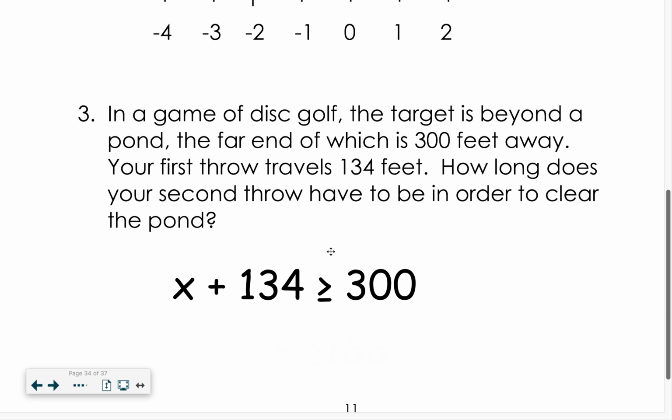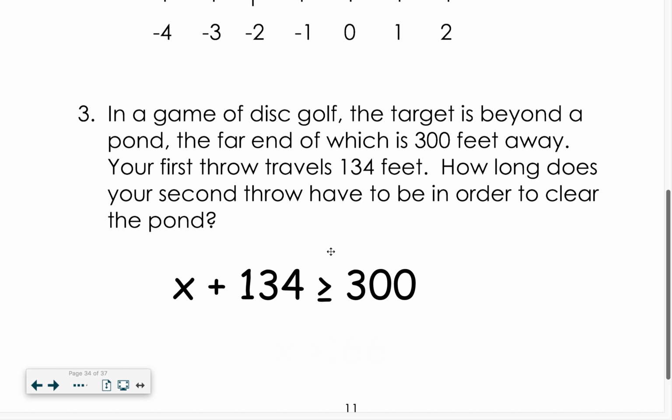The next question is also very important. Can my throw equal exactly 300? And your answer is yes, because all it's saying is it has to clear the pond. It doesn't say it has to go past, it just says it has to clear it. So we use a greater than or equal to symbol here.